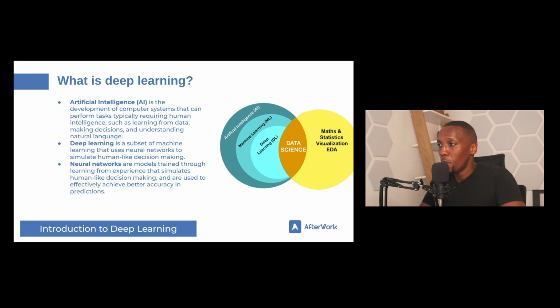And broadly, deep learning is still part of what is called artificial intelligence, which is just the development of computer systems that perform tasks typically requiring human intelligence, maybe learning from data, making decisions, and understanding natural language. We'll get to learn about what these neural networks are, which are basically computer programs or models trained through learning from experience that simulate human-like decision making, and we normally use them to make better predictions.